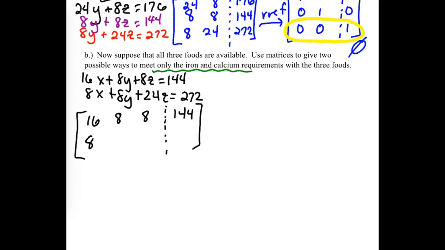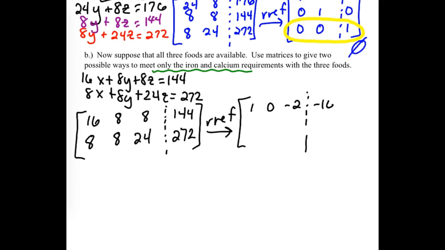All right, so we're going to put this in our calculator, and we're going to let the calculator get it into reduced row echelon form. So again, pause the video and try that. All right, your solution should look like 1, 0, -2, -16, and 0, 1, 5, 50.